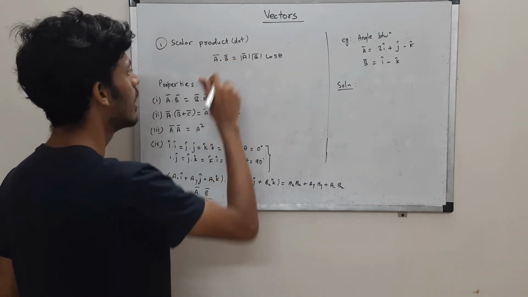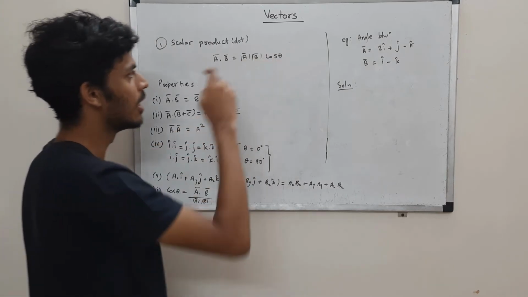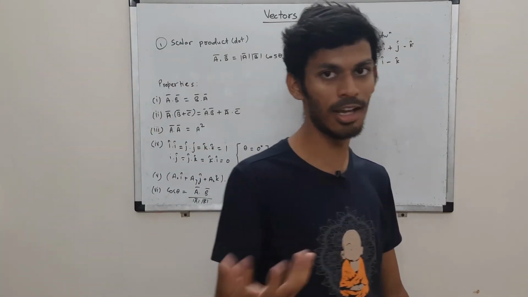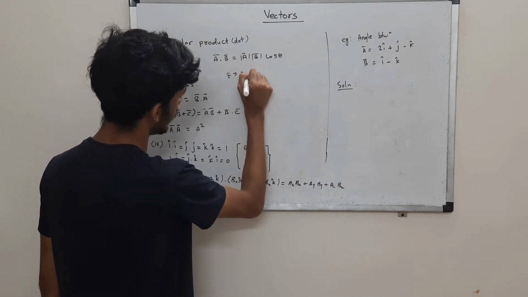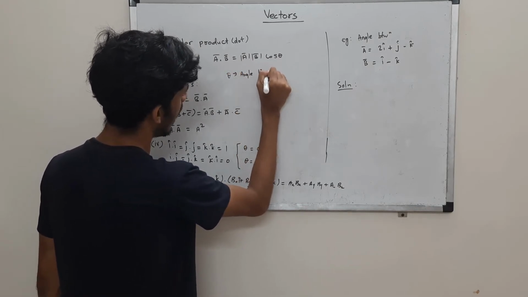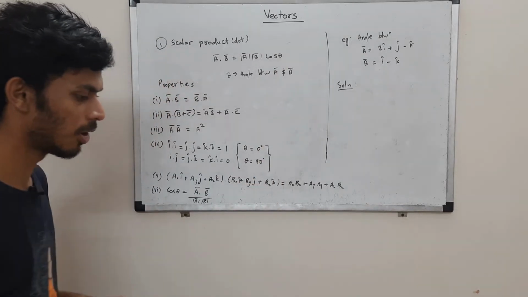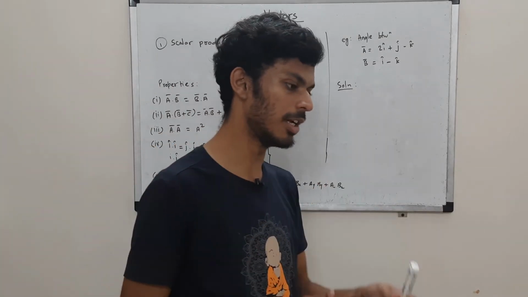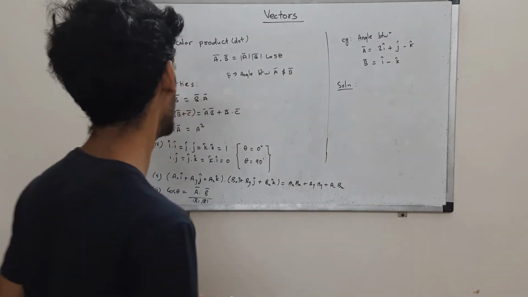So A dot B is defined as magnitude of A into magnitude of B into cos theta, theta being the angle between the two vectors. Okay, theta is the angle between them, so angle between A and B. Okay, so A dot B is basically magnitude of A into magnitude of B into cos theta. Okay, so that is how you define it.